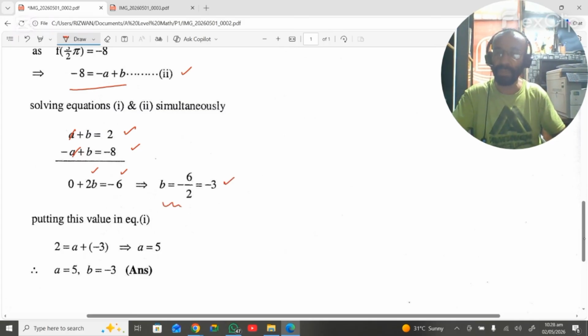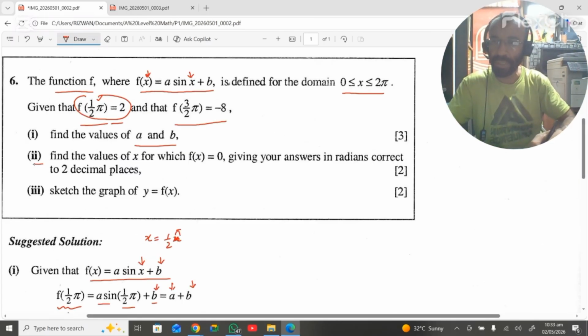Now put this value of b in any one equation. In this question you can see the paper setter, the book writer, is going to put this value of b in equation number 1. So look, now we are putting the value of b in equation number 1. So this will be the equation of a, the value of a, and here are the values of a and b. The second part of the question is: find the values of x for which f of x is equal to 0, giving your answer in radians correct to 2 decimal places.